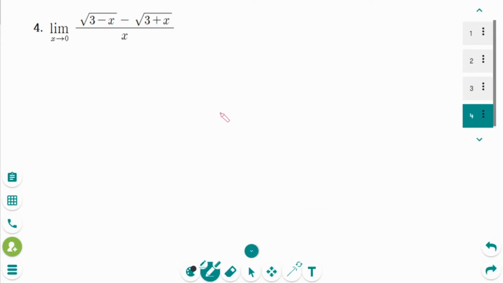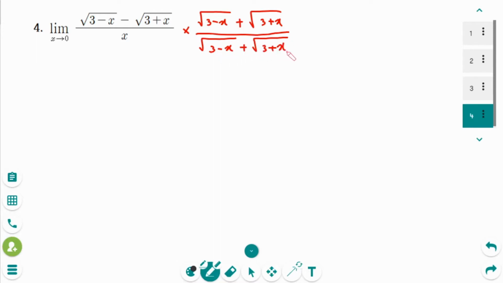This is the next one. This is in the 0 over 0 form. With the square root, we need to multiply the conjugate of the numerator, which is square root of 3 minus x plus square root of 3 plus x over square root of 3 minus x plus square root of 3 plus x. Can you see which one needs the expansion and which one does not? Yes, expand the numerator using a minus b, a plus b, but keep the factored form in the denominator.